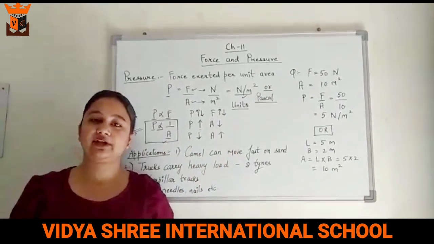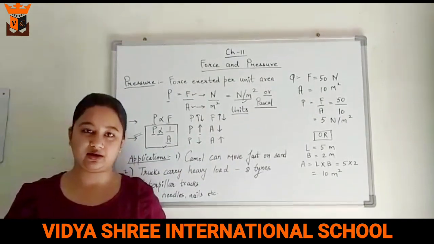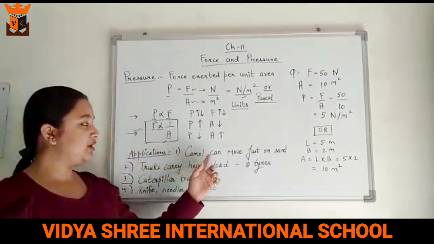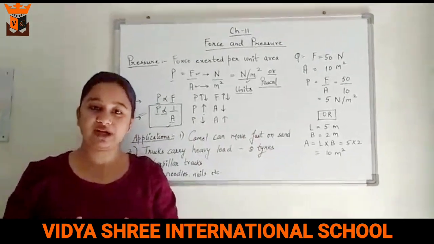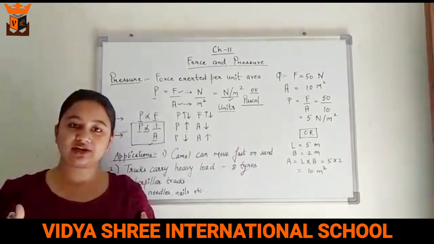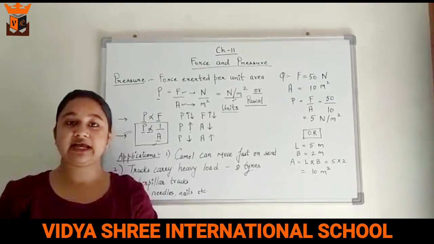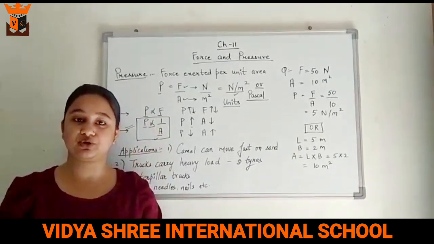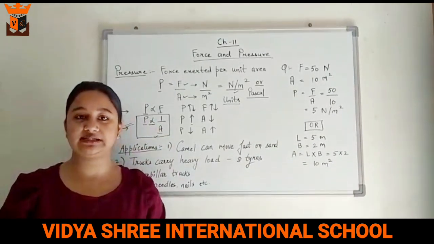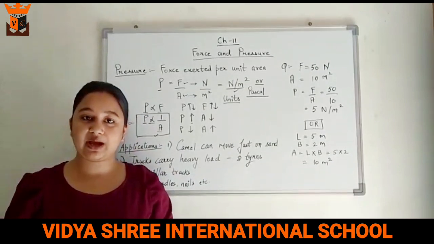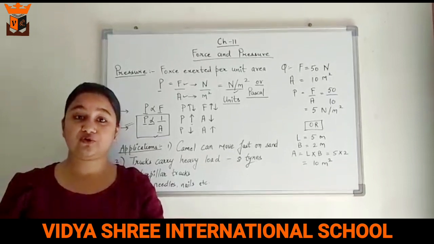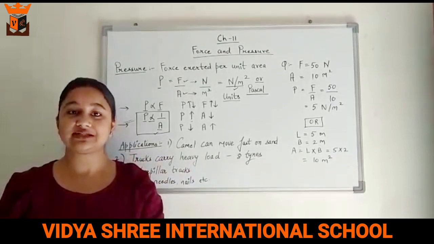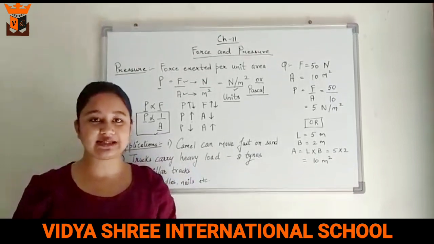So the various applications of pressure and area are: first, a camel can move fast on sand, but we can't. The reason being, when we stand on the sand, the surface area decreases and hence the pressure increases, due to which we sink in the sand. But the camel has very broad feet, and because of that the pressure decreases. That is why they are able to run on sand.